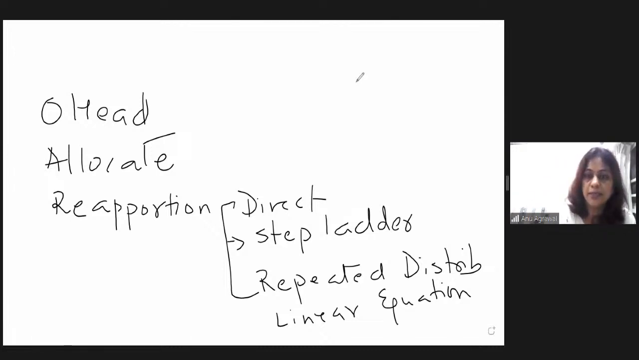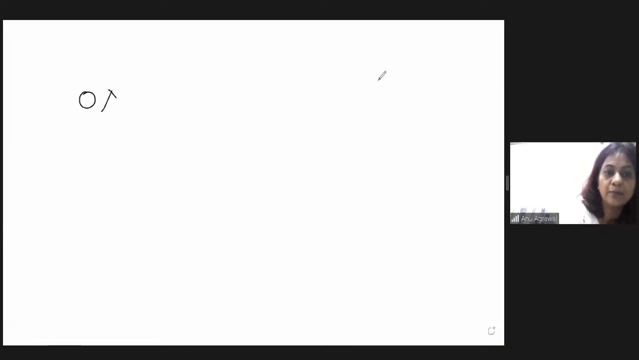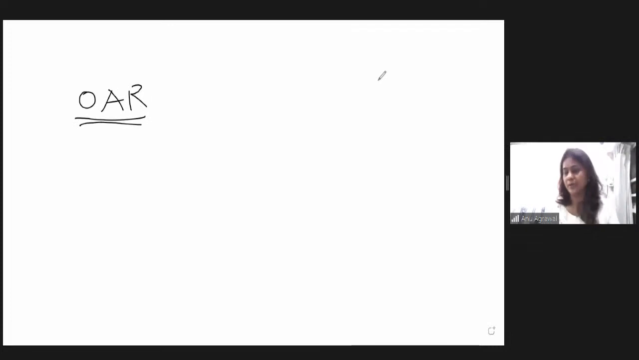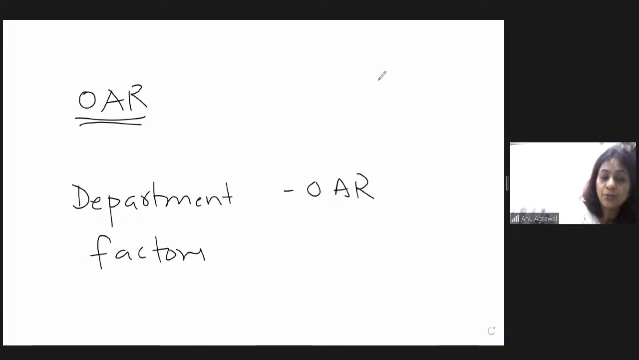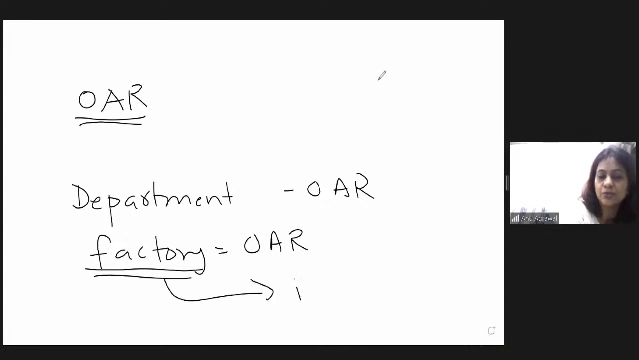Okay, so I take up the next thing, that is how to calculate overhead absorption rate. Before I teach overhead absorption rate, let me tell you, there is something called a departmental overhead absorption rate, or you can have an overhead absorption rate for the factory as a whole. And this is known as blanket overhead rate.